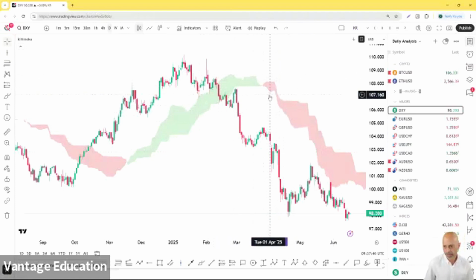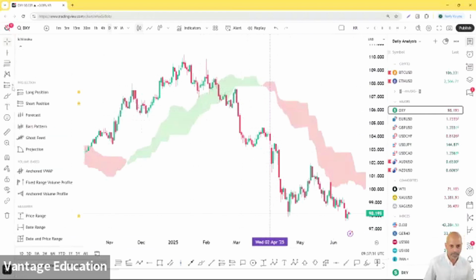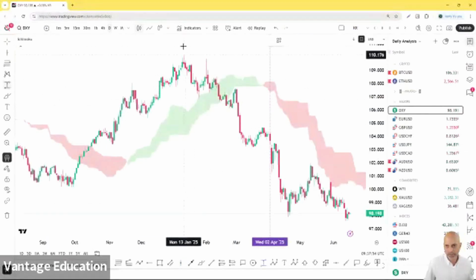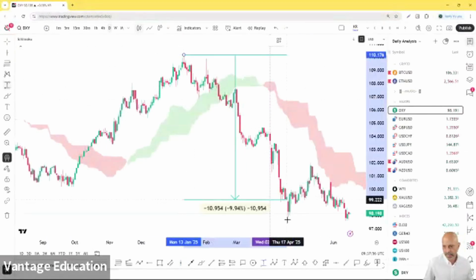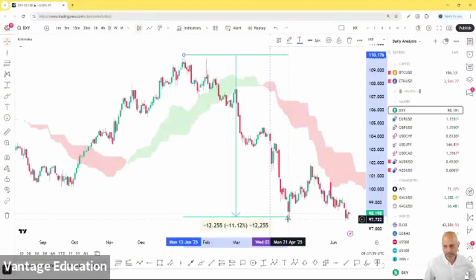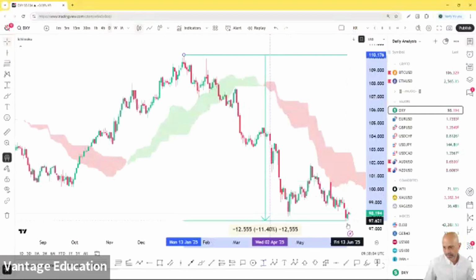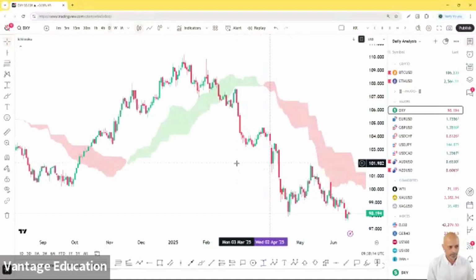And following Liberation Day, that's when we saw everything fall apart. So we can see investors and traders alike losing confidence in the value of the US dollar, and that has caused the dollar index to drop as much as 11.1% by 21st of April. And then even as recently as last Friday, the dollar index was down as much as 11.4%. So you can see the US dollar has fallen out of favor for both investors and traders, and that has caused the dollar index to lose more than 11% since the middle of January.